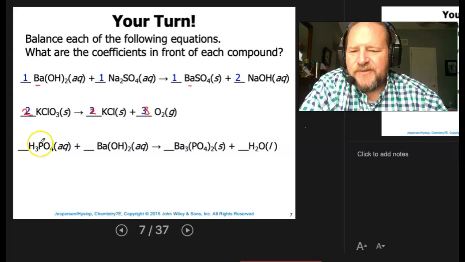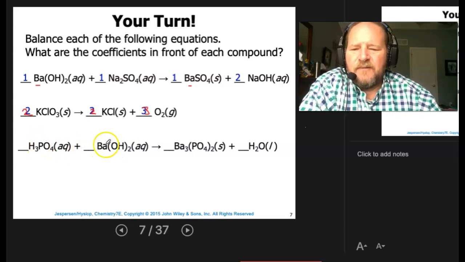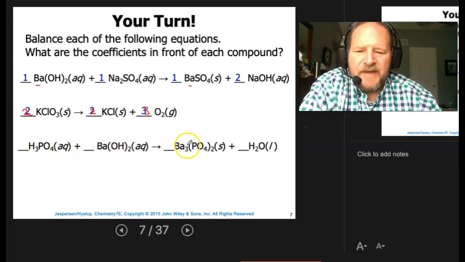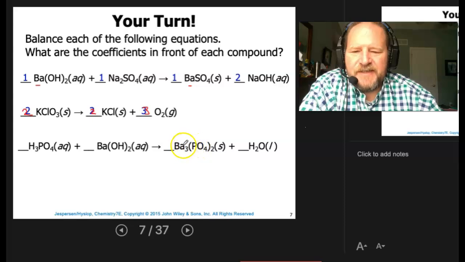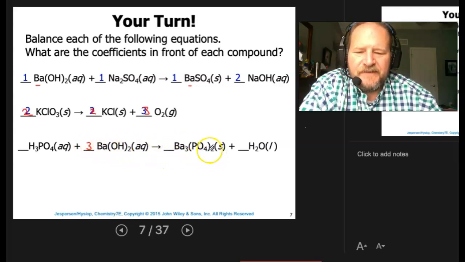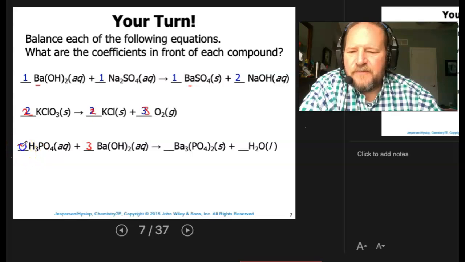Okay, so now we have H3PO4, we have Ba(OH)2, Ba3(PO4)2. So what I'm going to do is, since I have 3 here, I'm going to go ahead and put a 3 right there, because I have 3 bariums over here, so I'm going to put 3 bariums over there. Here we have 2 phosphates, so I'm going to go ahead and put a 2 in front of my H3PO4. So now I have 2 phosphates, and we have 3 bariums.